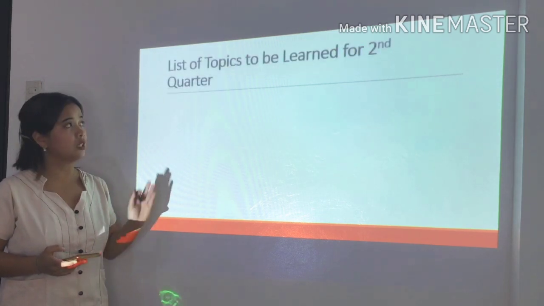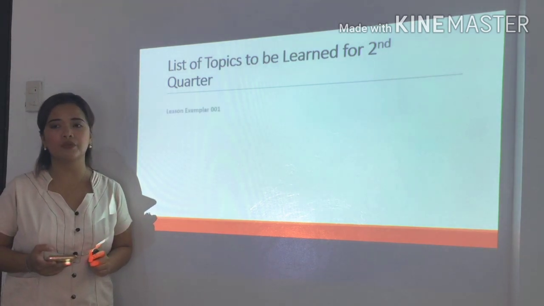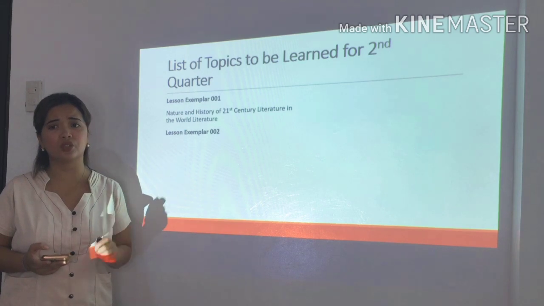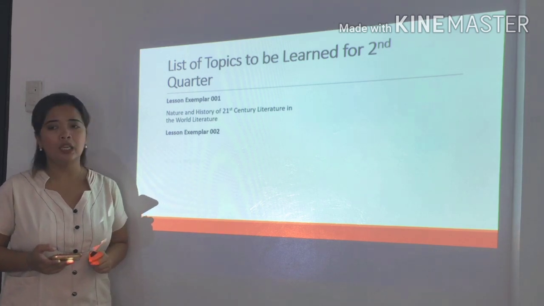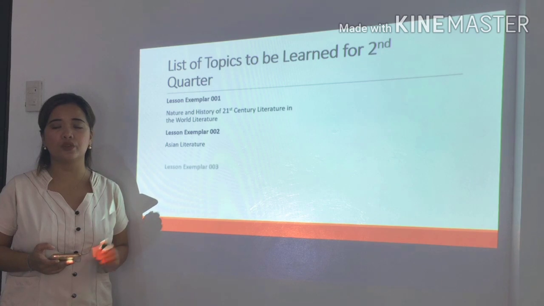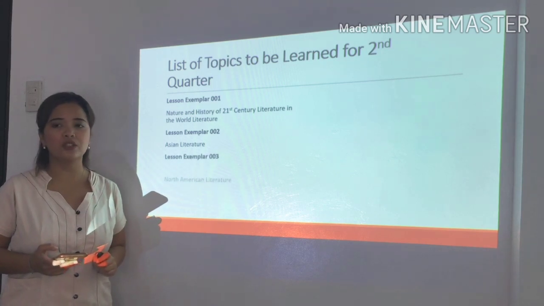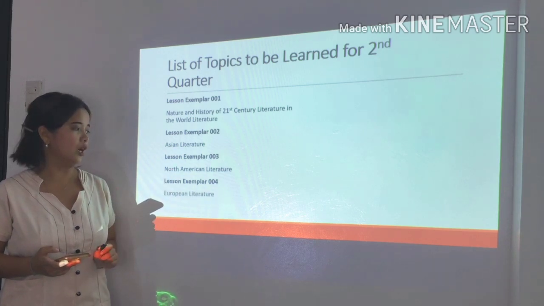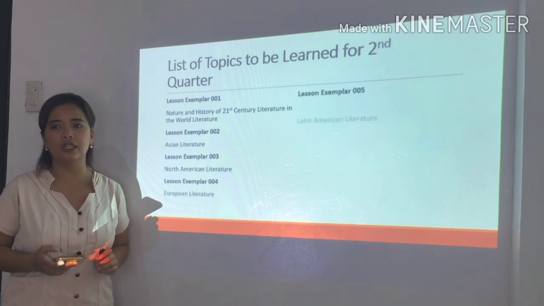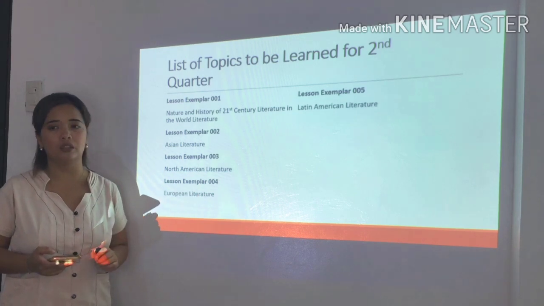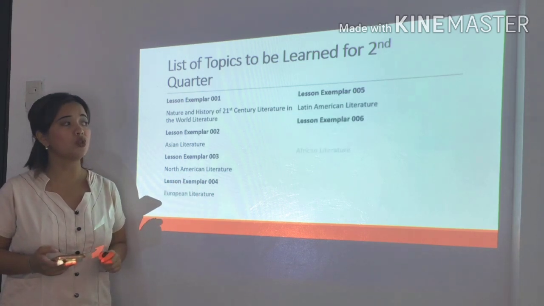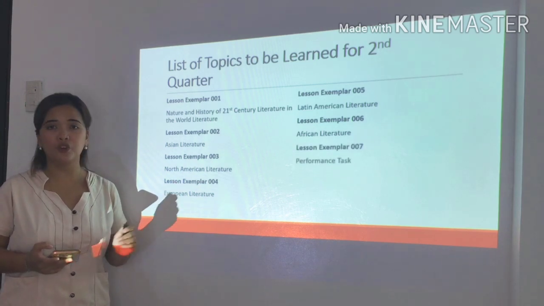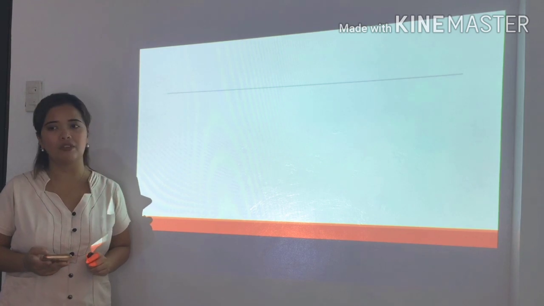So let's now proceed with a list of topics that we'll learn for the second quarter. First one is about the nature and history of 21st century literature under world literature. And we do have Asian literature for lesson number 2, and for lesson number 3, we have North American literature. Lesson number 4, we have European literature, lesson number 5, Latin American literature, and lesson number 6, African literature. And the last one, which is your performance task, is lesson number 7.